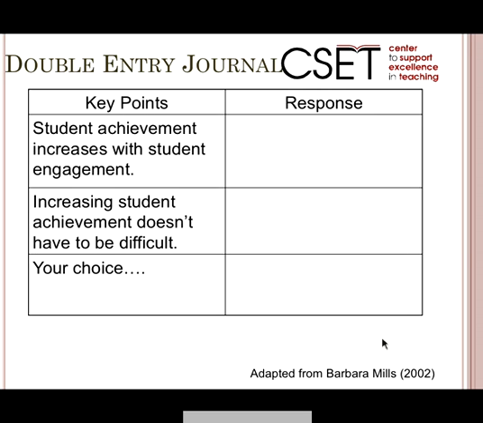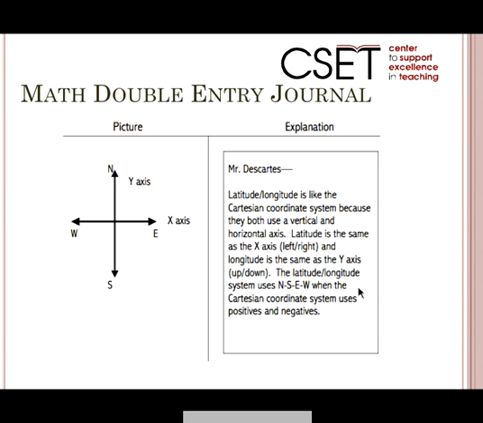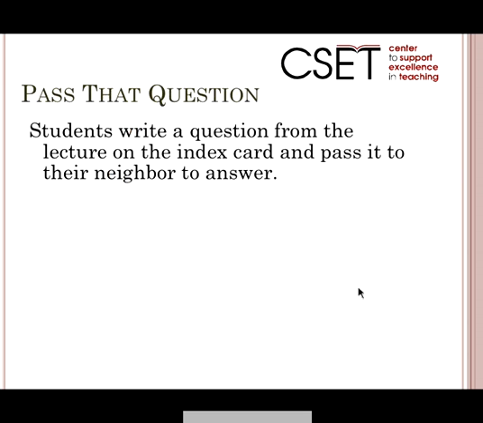So we're going to give them an example of this. So here is, student achievement increases with student engagement. What's their response to that? And increasing students' achievement doesn't have to be difficult. What's their response to that? And then they can put a question here or a statement here and respond to themselves. So that gives them the idea of the double entry journal. And that is a handout. You also have an example of a math journal here, so they can see that it can be done in multiple settings in the content area.